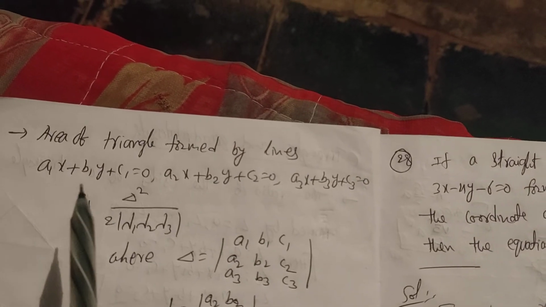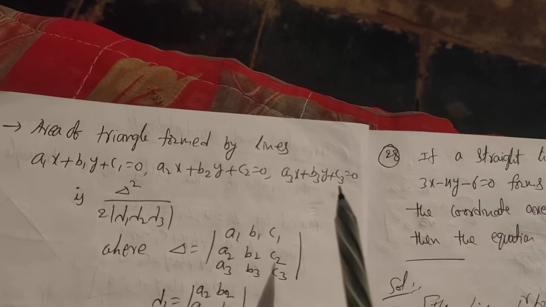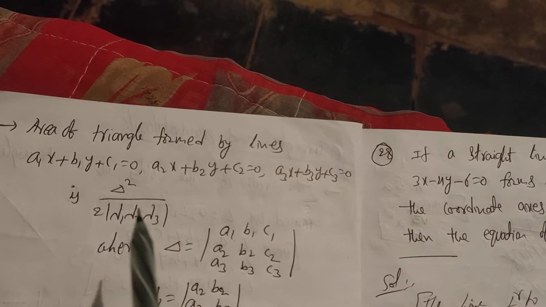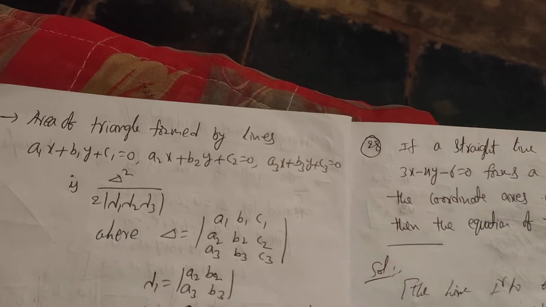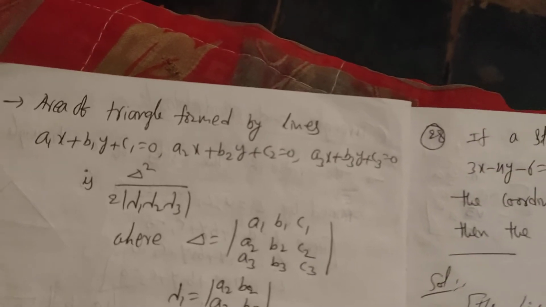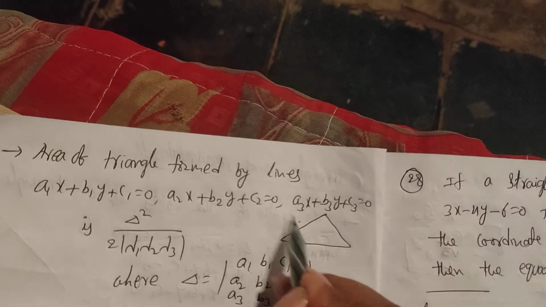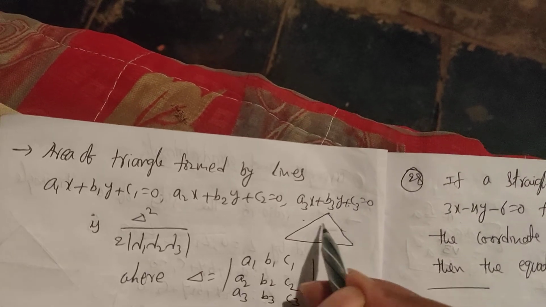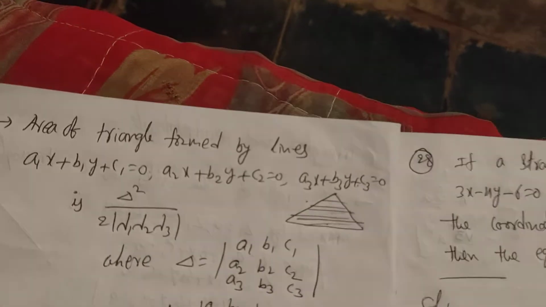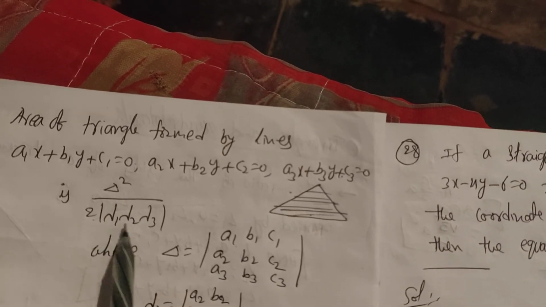Next one is the area of the triangle formed by the lines a1x plus b1y plus c1 is equal to 0, a2x plus b2y plus c2 is equal to 0, a3x plus b3y plus c3 is equal to 0, which is delta square by 2 into modulus of lambda 1 into lambda 2 into lambda 3. So here we discuss delta, lambda 1, lambda 2, lambda 3. Suppose the area of the triangle formed by three given lines: first line is this one, second line is this one, third line is this one. Then what is this area? It is nothing but delta square by 2 into modulus of lambda 1, lambda 2, lambda 3.